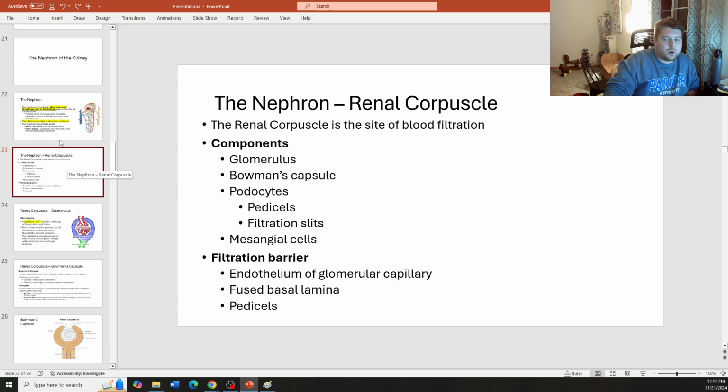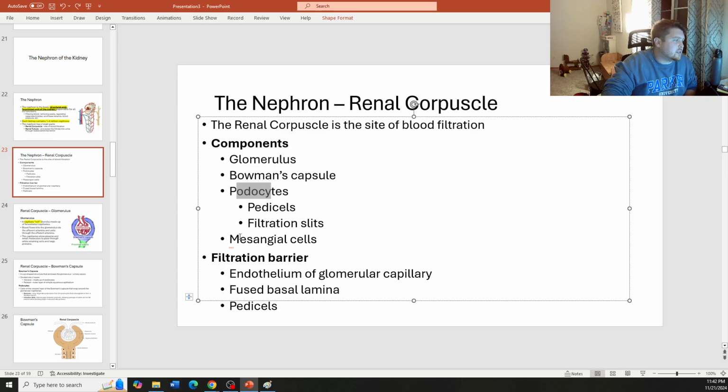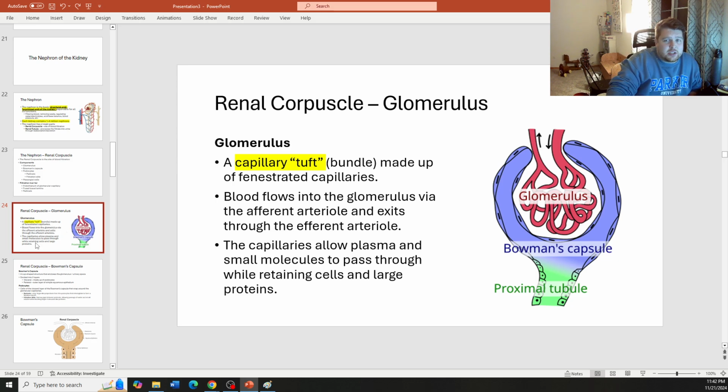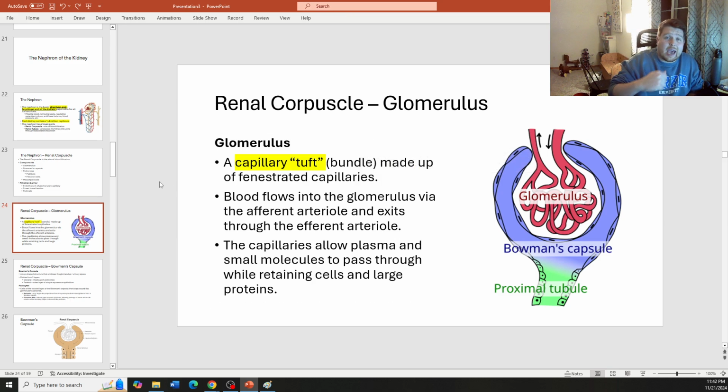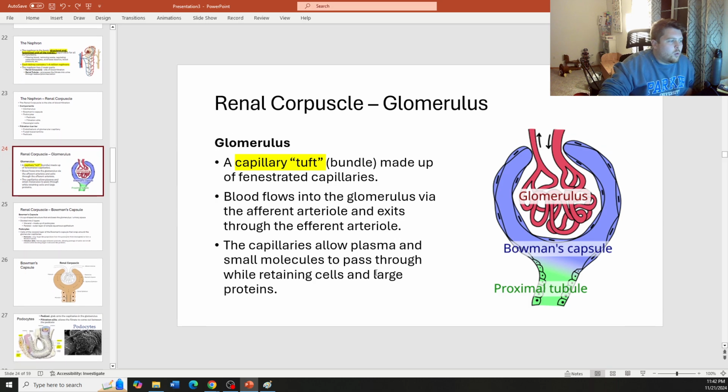So first we're going to talk about the renal corpuscle. Again, this is the site of blood filtration. We're going to talk about the glomerulus, Bowman's capsule, podocytes, mesangial cells, and then something called the filtration barrier. So the glomerulus, we already kind of mentioned what this is. This is a capillary tuft or a bundle made up of fenestrated capillaries. If you remember what that word means, fenestrated is one of our types of capillaries that have lots of small pores or little holes in it. Not quite as many openings as sinusoid capillaries, but much more space than our continuous capillaries. So they're fenestrated. The blood comes in through the afferent arteriole and then exits through the efferent arteriole, and it allows for small molecules to pass through as well as fluid to go through while holding on to all the big stuff.